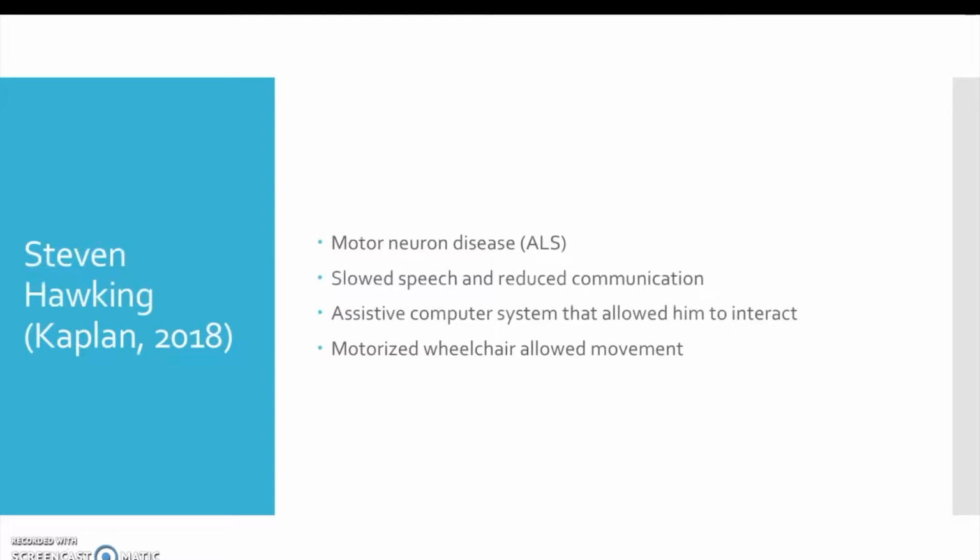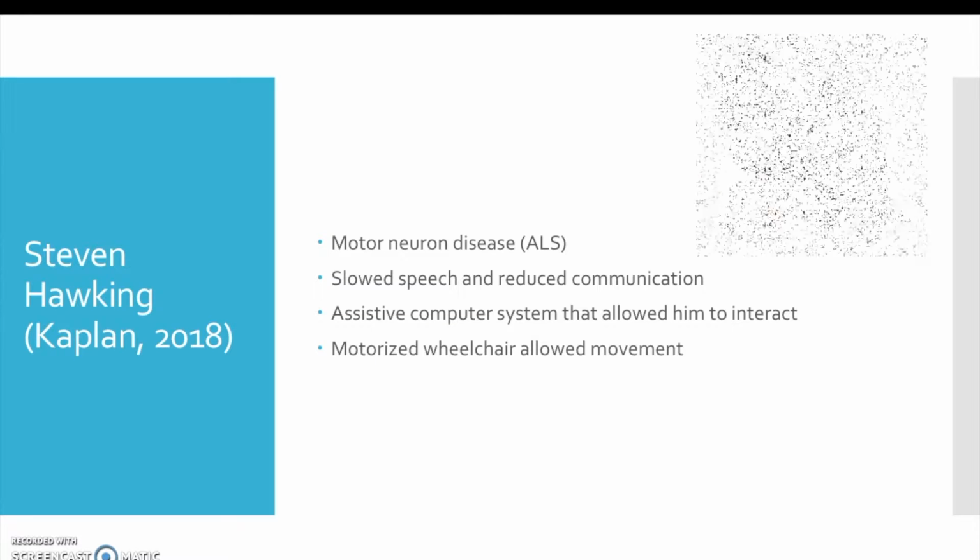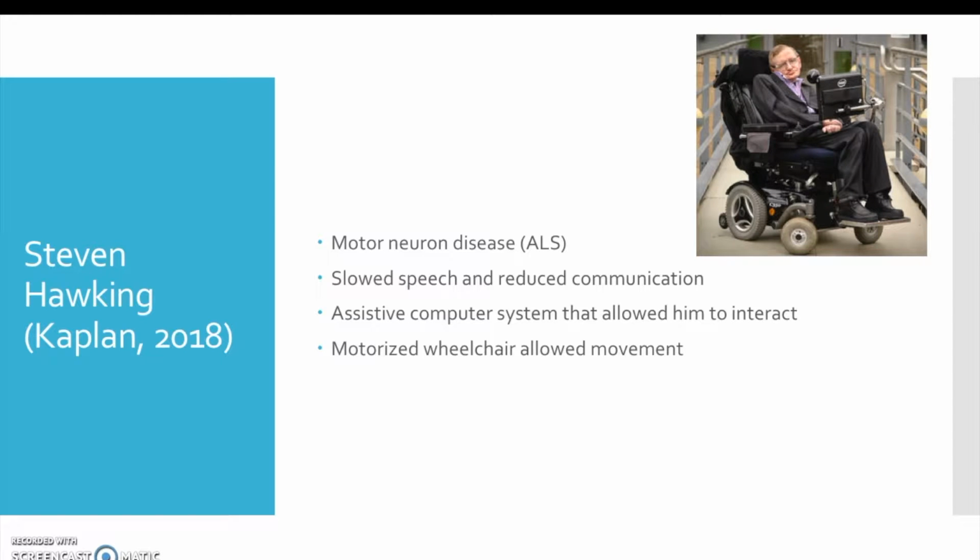A great person that used these type of technologies is Stephen Hawking. He was diagnosed with ALS. He experienced slow speech and reduced communication, so he had to use a computer system that would allow him to interact or communicate with those that are around him. He also needed a motorized wheelchair that allowed him to move around. So here's a picture of him in his wheelchair and with his computer.